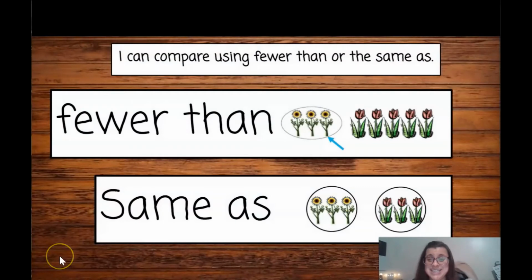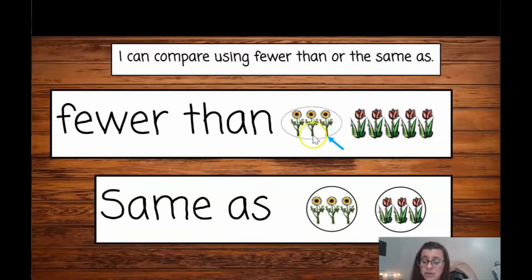So we have some new vocabulary today. Today, we are going to compare using fewer than or the same as. Yesterday we used more than. Today, we're going to look at fewer than. Fewer than means less, so the group that has the least amount of stuff.